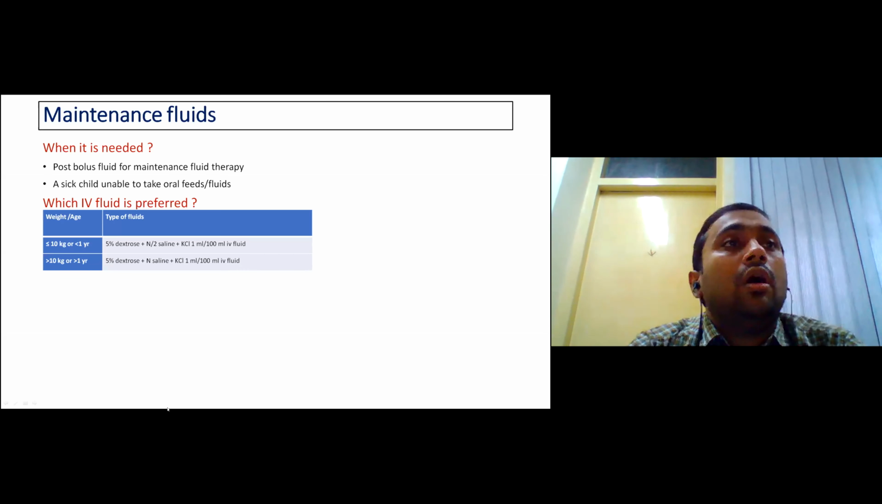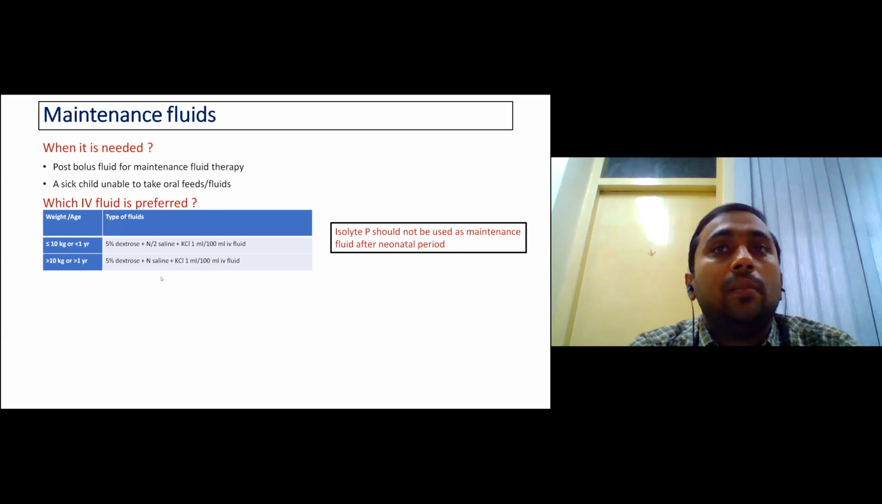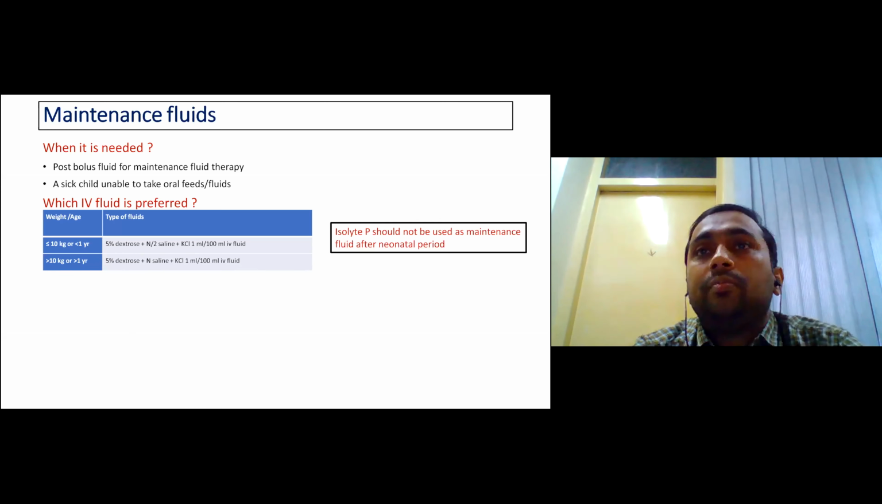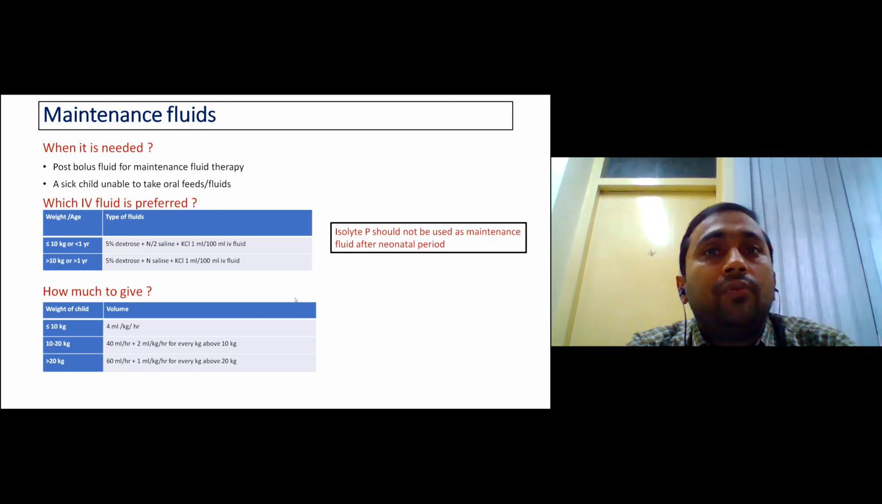To make it simple, we use either of these two fluids. For younger children, we use half normal saline with 5% dextrose and KCl. For older children, we use normal saline with 5% dextrose and KCl. So I would like to emphasize that isolyte has been widely conceptualized as a pediatric maintenance fluid, but as per current recommendations, it should not be used after the neonatal period. How much to give? So this is the famous Holliday-Segar formula. With this formula, we calculate and we give the fluid accordingly.